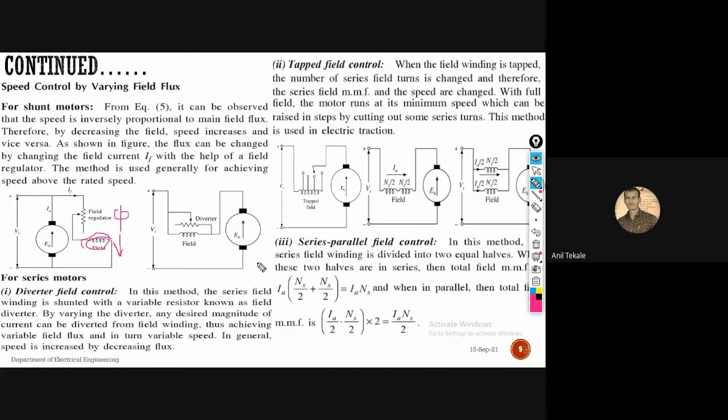And about the series motor, as shown in the figure, there is also a diverter, that is, a resistance or rheostat connected there. With the help of these resistances, we can vary the field current, and with the field current, there will be field flux variation. Once our flux is maximum, speed will be minimum, and vice versa.